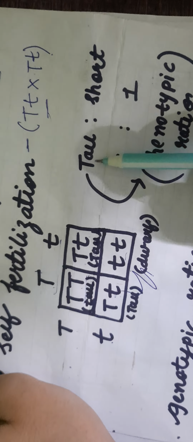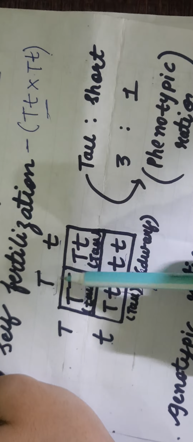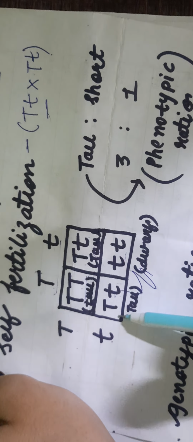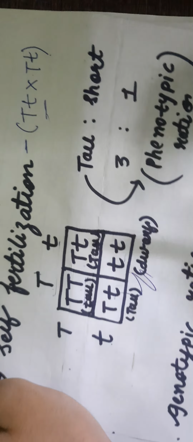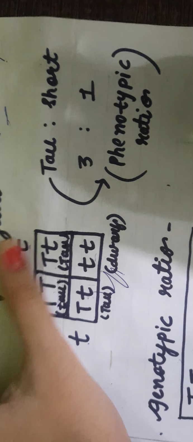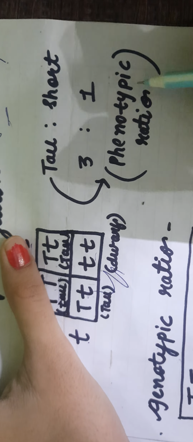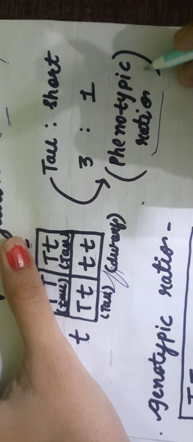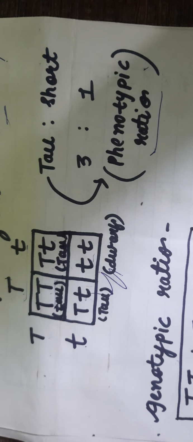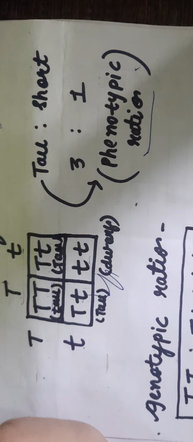Okay, so here I have written the tall to short ratio. If there are 4 plants, then three of them will be tall and one will be short. Okay, so this is the phenotypic ratio. What is phenotypic ratio? Phenotype means the outer external appearance, that is called phenotype.